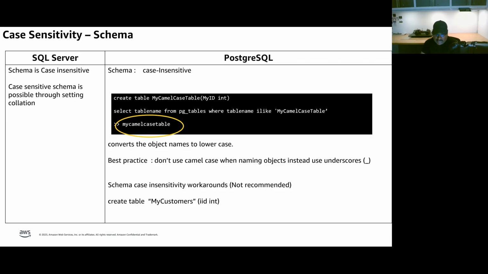Now, case sensitivity about the schema. As I mentioned earlier, the schema is case insensitive. And one more major difference with Postgres is if you create a table using a camel case format, Postgres converts this camel case name to a lower case table name. So though we are using camel case when creating a table, it converts this into lower case. The problem is, if you migrate your objects from SQL Server to Postgres, which has camel casing in object names, when migrating to Postgres it converts to lower case.